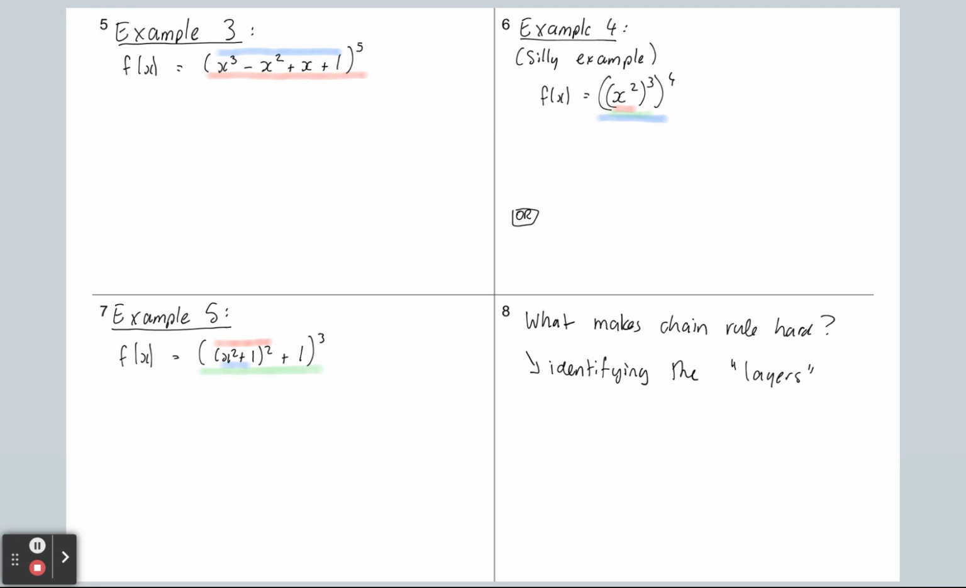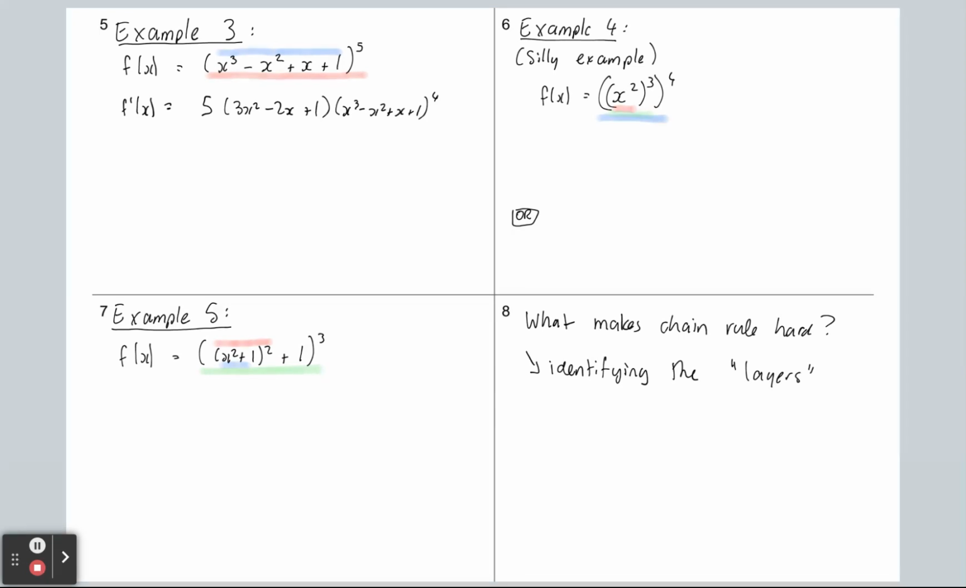Doable, but very tedious. But using the chain rule, I'd go f dash of x is equal to, so we differentiate the inside first, and the inside is 3x squared minus 2x plus 1. So that's the bit in blue. And then I differentiate the outside, so I fix this whole inside and then just differentiate with the power of 5. So that would be x cubed minus x squared plus x plus 1 to the power of 4, and the 5 goes on the outside, and we are done.